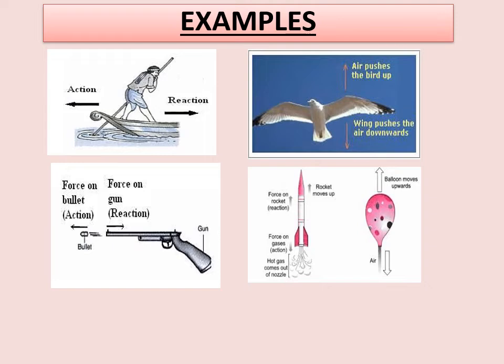In the next picture, when the birds fly, they push the air downward with their wings. And the air pushes the bird in the opposite direction, that is, upward. So there's a force applied by the wings of the bird on the air, and an opposite force applied by the air on the wings, equal in magnitude and opposite in direction.